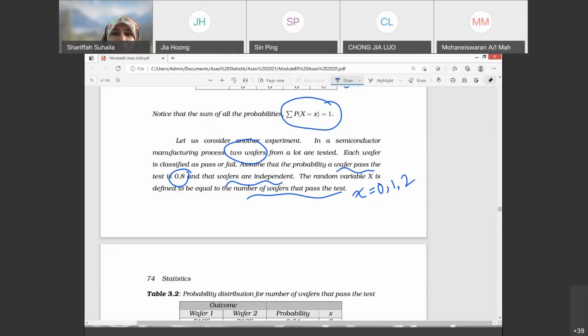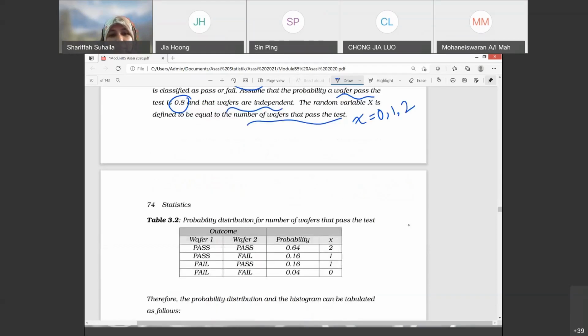Now you want to find the probability. First wafer, second wafer. So the outcome, we list all possible outcomes. It can be pass-pass, pass-fail, fail-pass, or fail-fail. The probability a wafer passes the test is 0.8, and the processes are independent. So 0.8 times 0.8, you get 0.64. Then 0.8 times 0.2 is 0.16, 0.2 times 0.8 is 0.16, and 0.2 times 0.2 is 0.04. Small x means 2 wafers pass the test, only 1, 1, and then 0. So this is your small x.